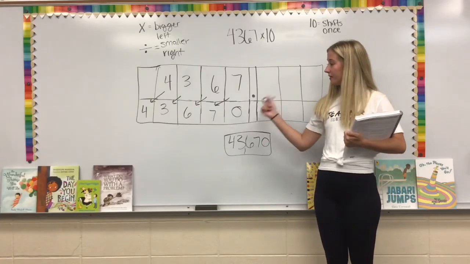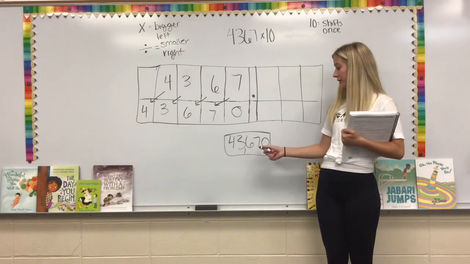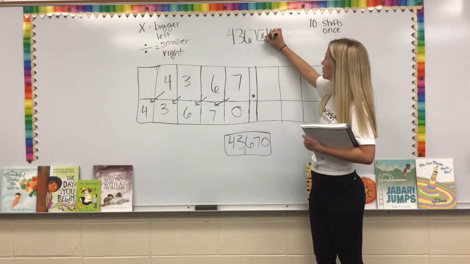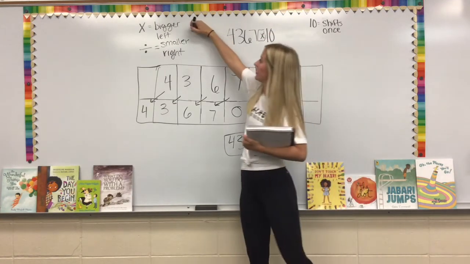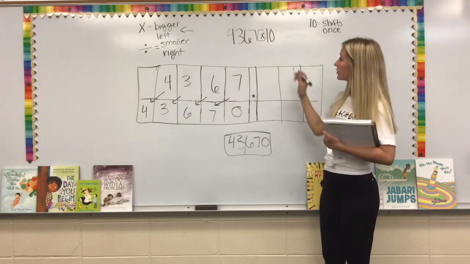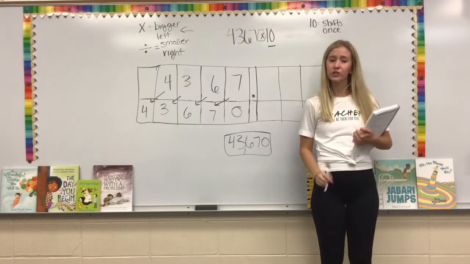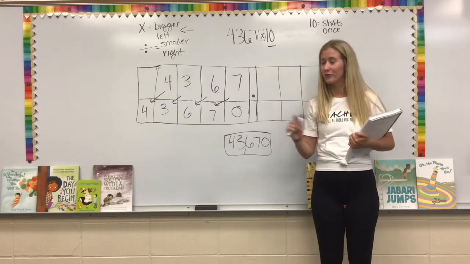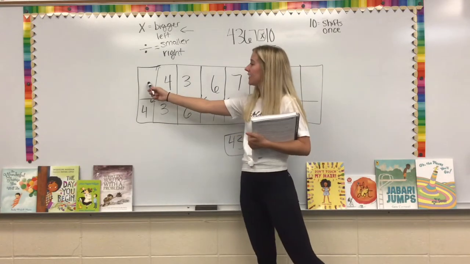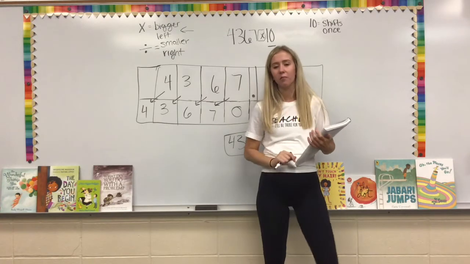Welcome back. The answer that you should have gotten is 43,670. I got that because I know my multiplication sign means that I'm getting bigger and moving to the left. I also know that since I'm multiplying by 10, my numbers are only shifting one place value. Also, you're probably going to notice I had an oopsie. I didn't add enough boxes, so I just drew another one on, no problem.